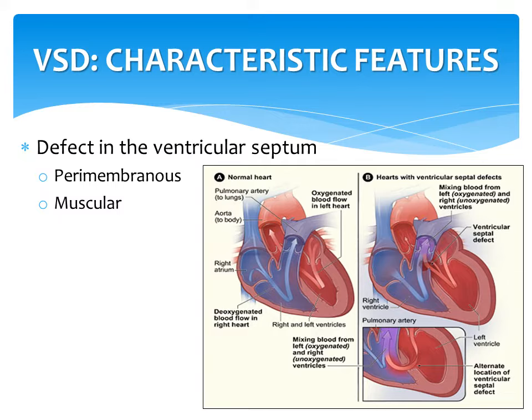As illustrated in the picture, there is shunting of blood from left to right side of the heart through the septal defect. The resultant increase in pulmonary blood flow is significant, especially in large ventricular septal defect, leading to pulmonary edema and heart failure.